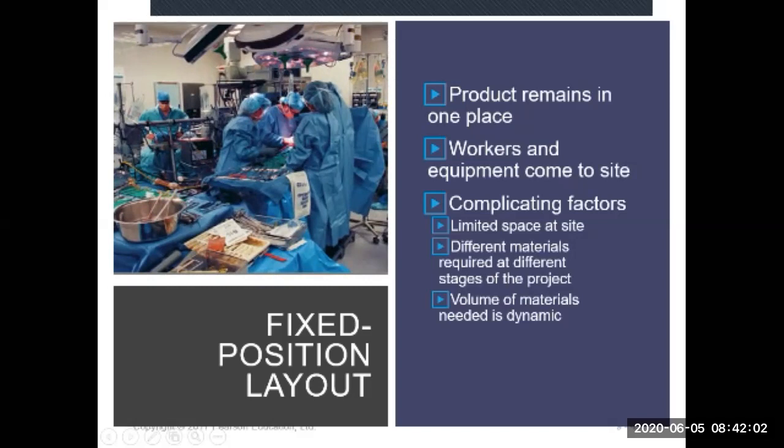Another layout is the fixed position layout. The product stays in one place, so all the materials, workers, and equipment have to come to the site of that product. There is a disadvantage, or something managers have to consider: with a fixed position layout you have very limited space at the site. You have to do everything there, and you have to bring everything there.